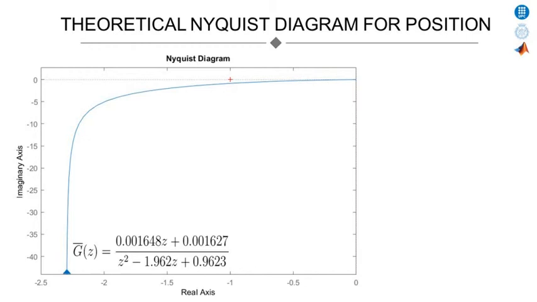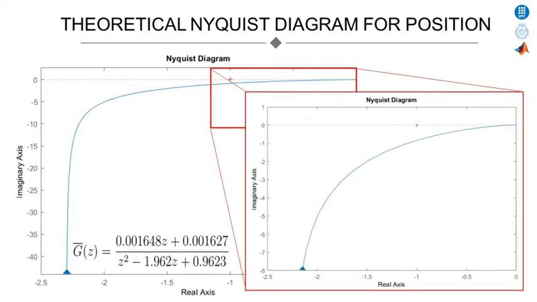This diagram is qualitatively different from the velocity one. The curve begins at infinite due to the existence of an integrator in the transfer function. To determine if the closed-loop system will be stable or unstable, we need to know the relative position between the -1 point and the curve. Due to this, a zoom around the -1 point will be performed.